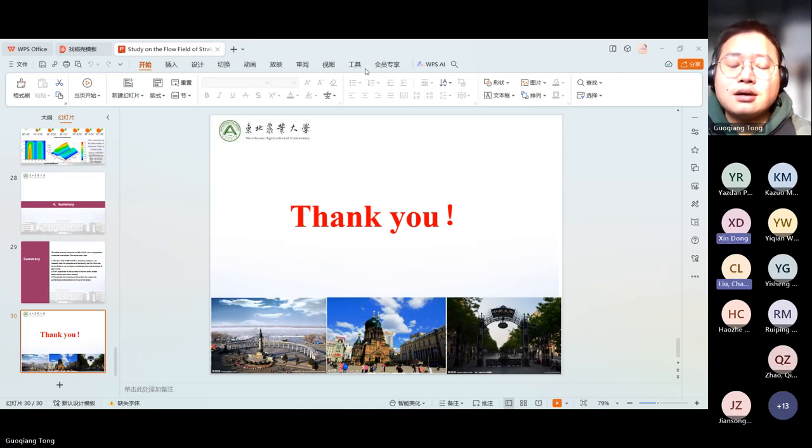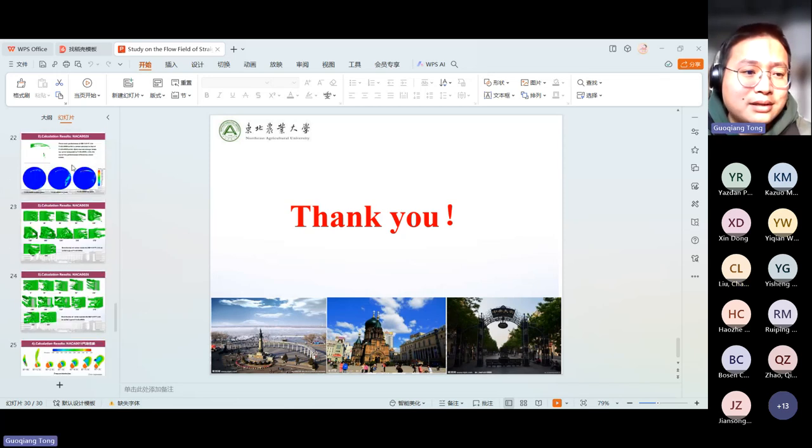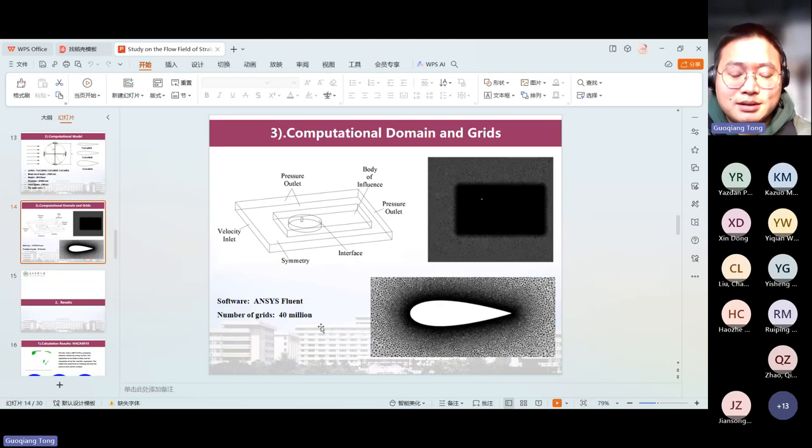Okay, it seems there are no questions. Let me ask some, but first, what kind of simulation are you doing? Is it DNS, LES, or RANS? Oh, LES. How many grids? The grid number is 40 million. Yeah, 40 million grid points.